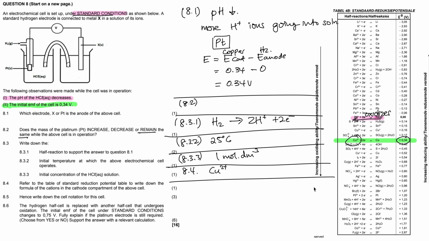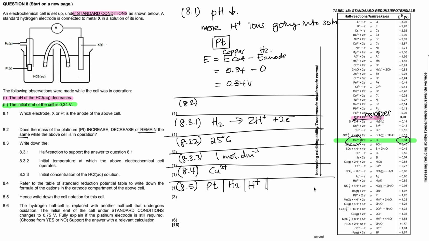Question 8.5, hence write down the cell notation for the cell. So cell notation, we write at the anode first, then the cathode. At the anode, I have Pt, which is a solid. And for cell notation, you use a vertical line to represent different phases. So Pt is a solid, and I'm going to use a vertical line to separate the Pt. Then I have hydrogen, H2, which is being oxidized to H+. So again, I'm using a vertical line because H2 is a gas and H+ is aqueous. Then I'm going to have my salt bridge, so double vertical line.